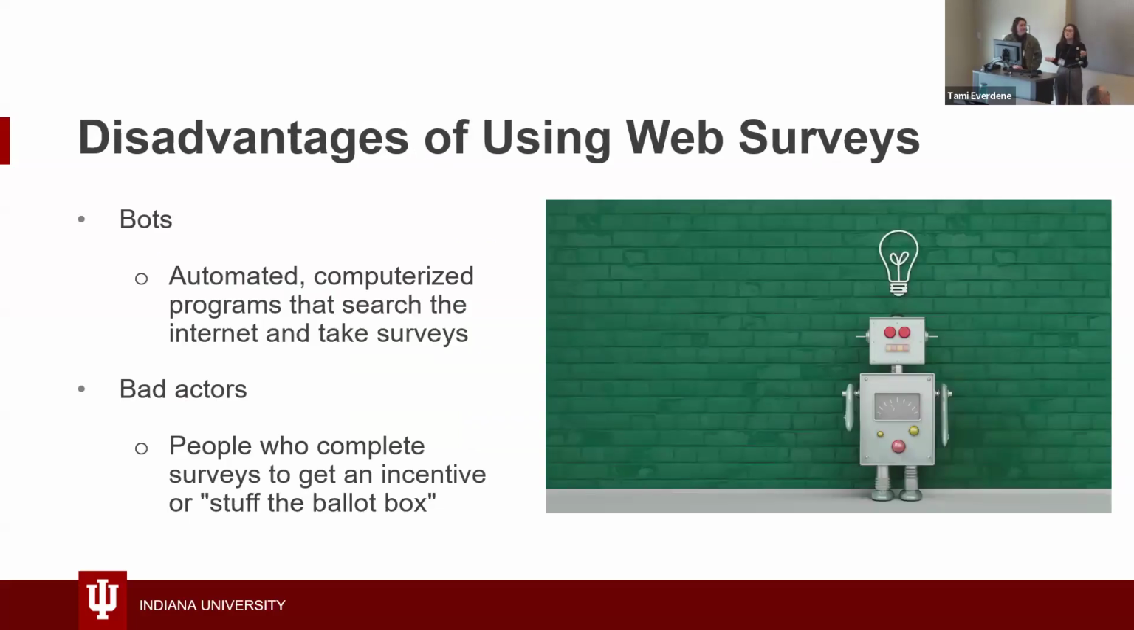So what are some disadvantages of using web surveys? As we know, web surveys are a great way to get more people. But because you have more people and because of our good old friend generative AI, there's a lot more prevalence of bad actors and bots taking surveys. So those are automated computerized programs that search the internet and take surveys, or bad actors. So those are people that are taking your survey, typically because you offer an incentive or because they want to fill the ballot box. So they want to inflate your results to reflect what they want it to be.